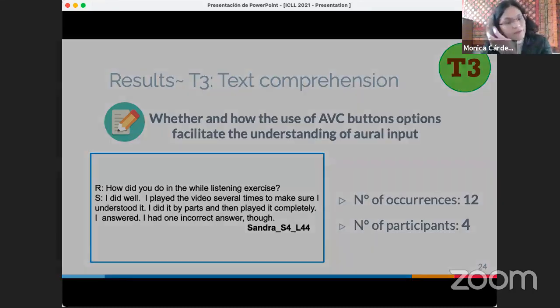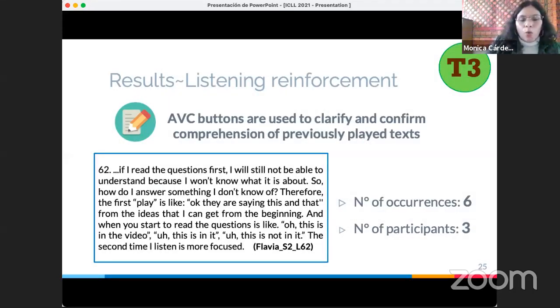Next, and finally, with regards to listening reinforcement, the last cluster, Flavia noted that by playing the test several times, she was able to reinforce and focus much more on it, and this, in her view, aided listening development. This reason was also shared by 3 other participants.